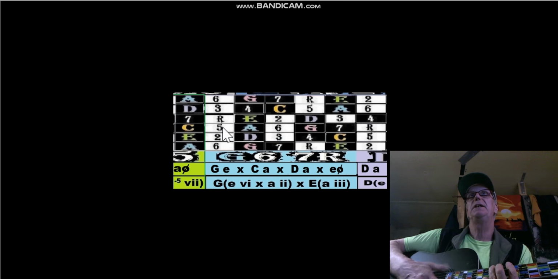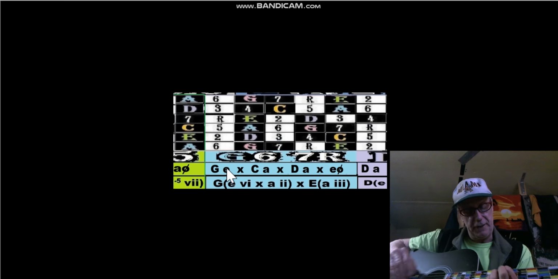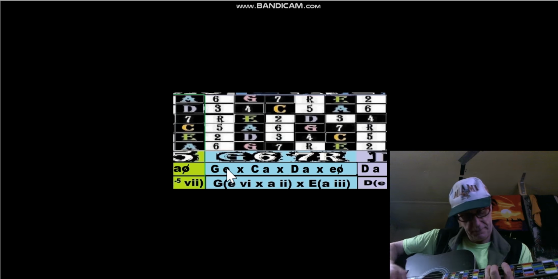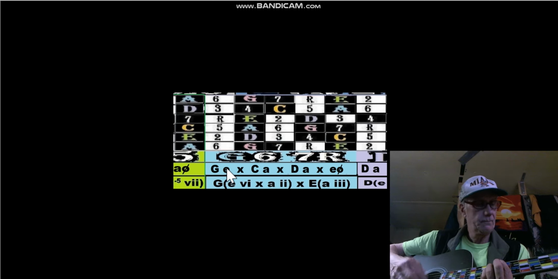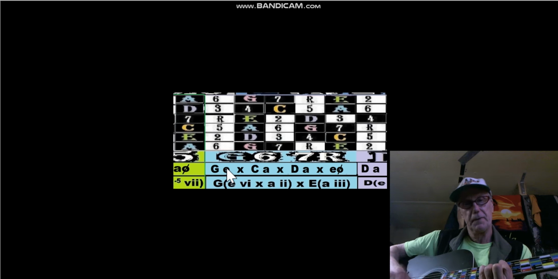Okay, it's going to be an E minor shaped 6. Now you know, one past the G shape, CAGED, is E, so it's going to be right there. Of course you want to go to the 4th. What's the 4th of G? It's the C shape. 5th of G is the D shape.